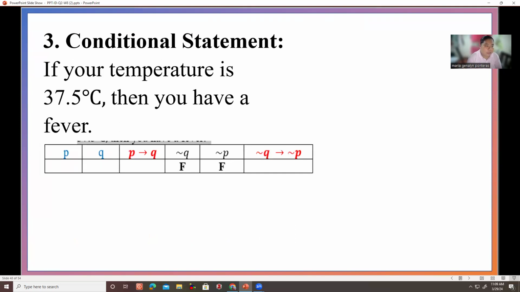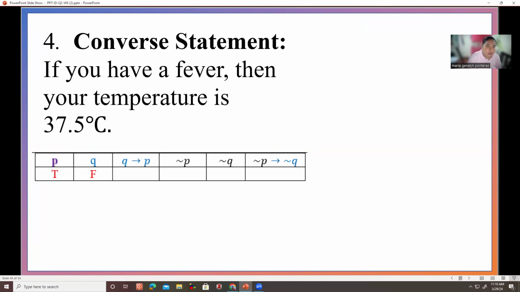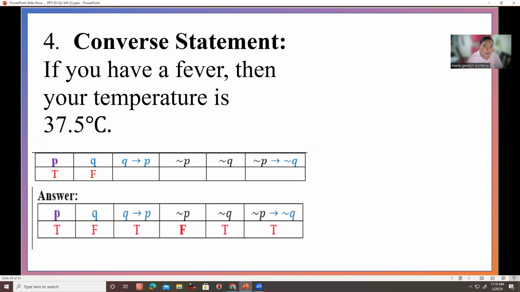For the conditional statement, if your temperature is 37.5 degrees centigrade, then you have a fever. Not Q is false, not P is true. So our answer is P is true, Q is true, P implies Q is true, not Q implies not P is true. For the converse statement, if you have a fever, then your temperature is 37.5 degrees centigrade. P is true, Q is false. So our answer, Q implies P is true. Not P is false, not Q is true. Not P implies not Q is true.